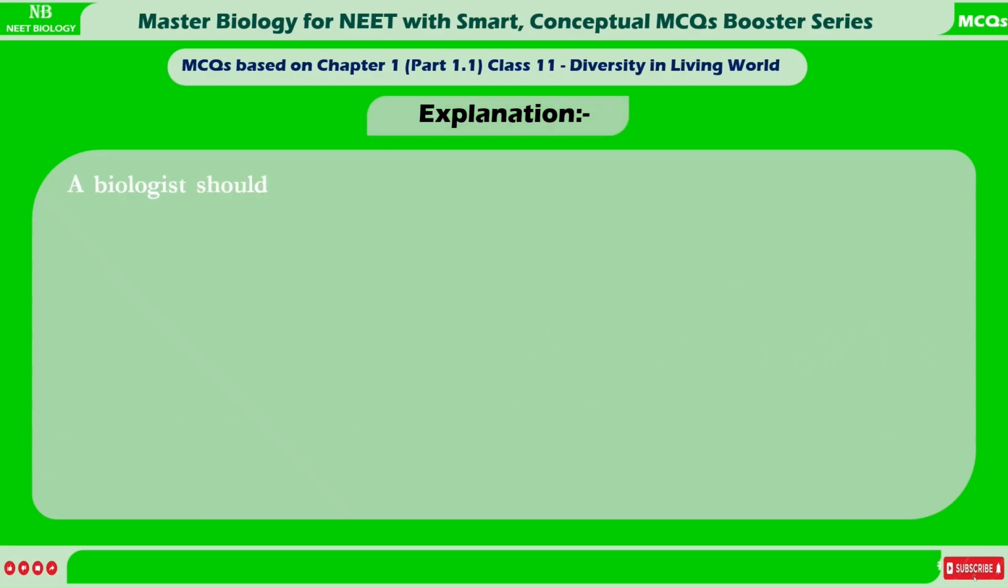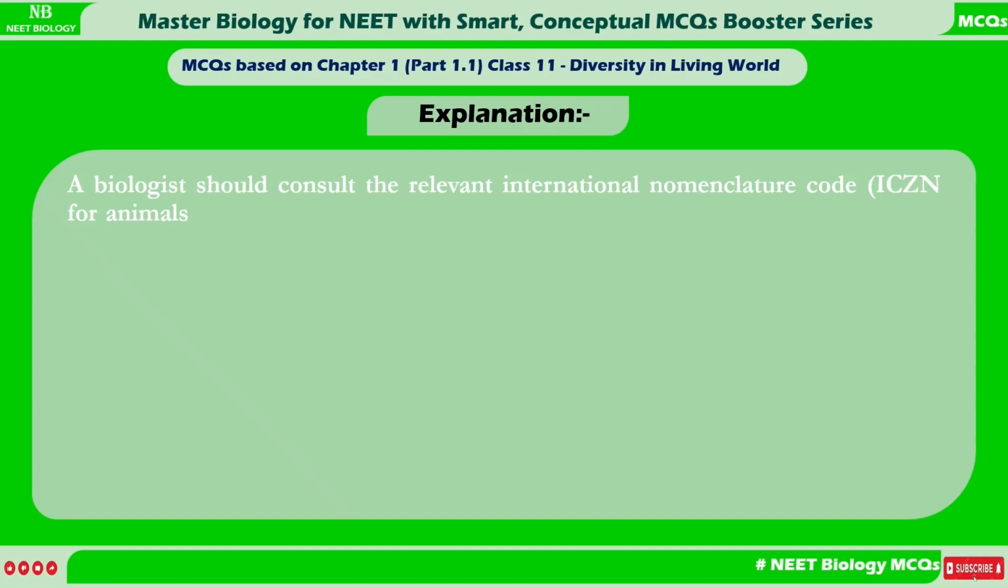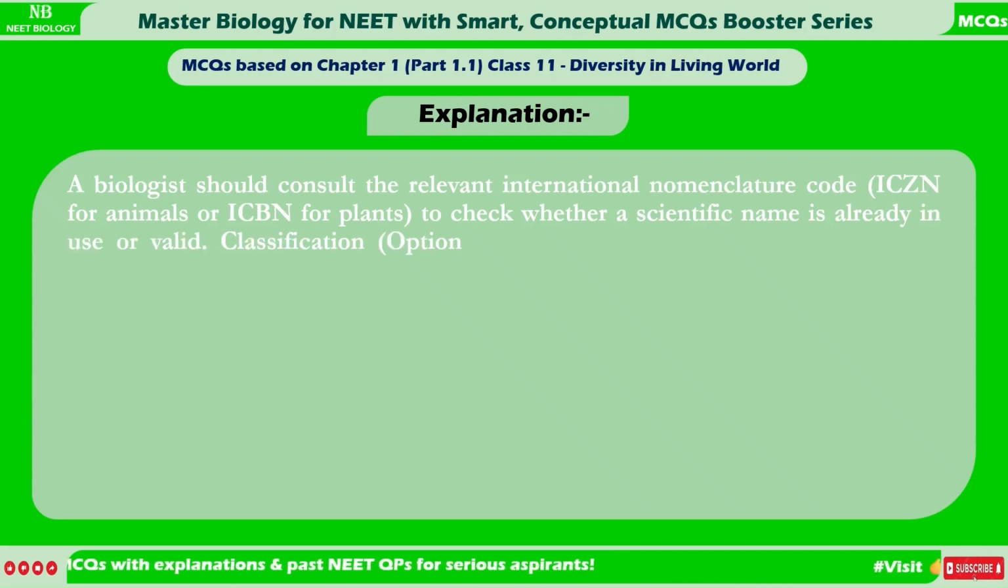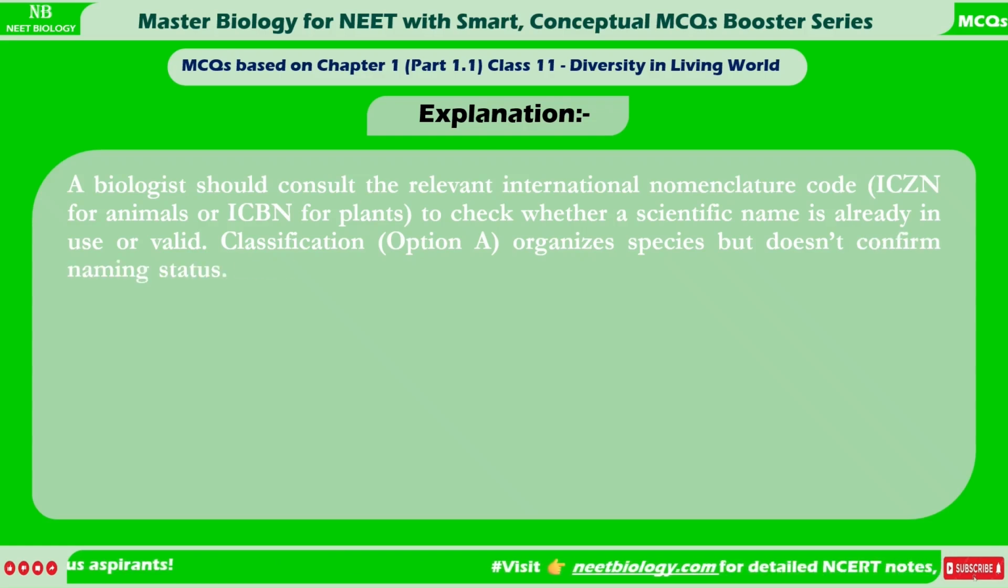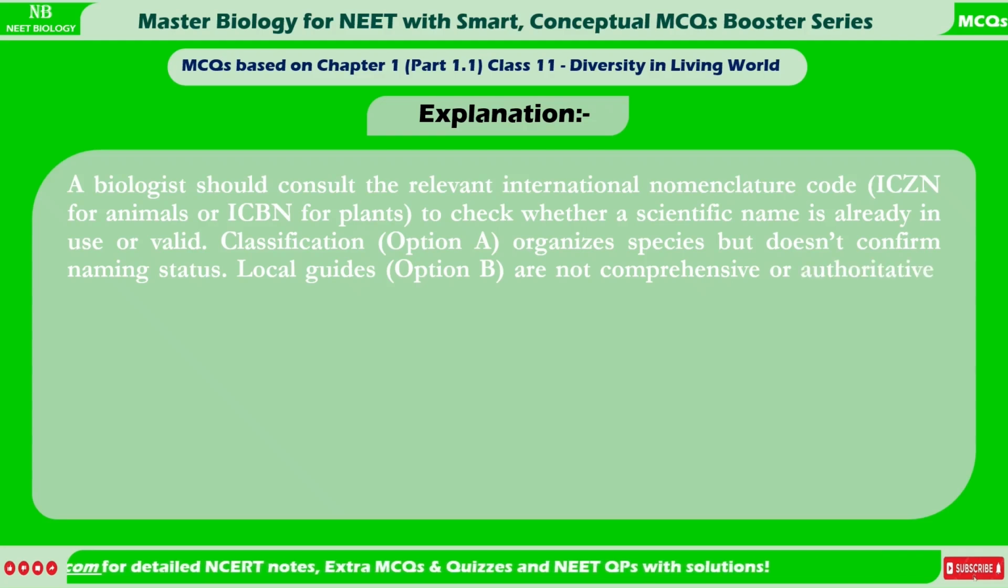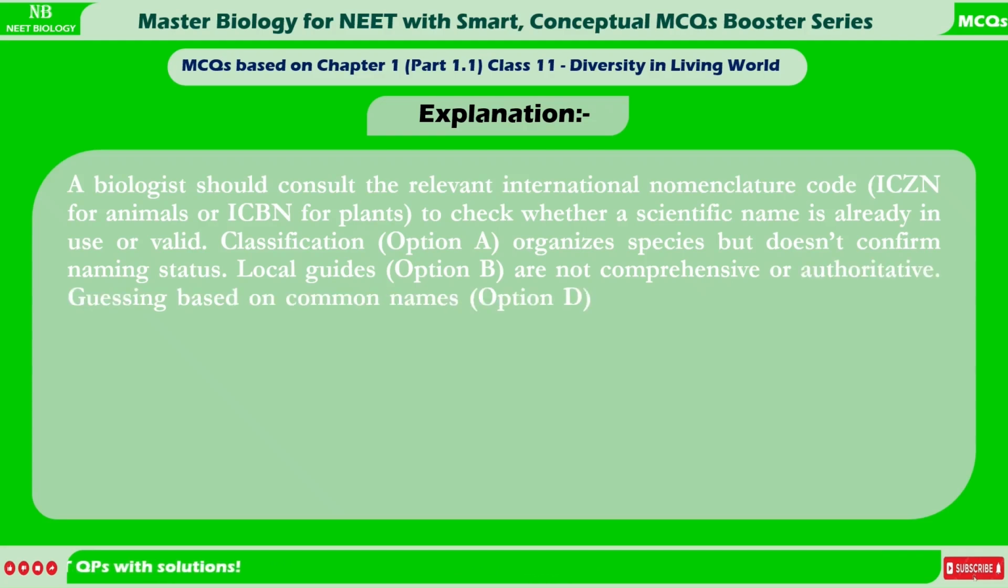Explanation. A biologist should consult the relevant International Nomenclature Code, ICZN for animals or ICBN for plants, to check whether a scientific name is already in use or valid. Classification, option A, organizes species but doesn't confirm naming status. Local guides, option B, are not comprehensive or authoritative. Guessing based on common names, option D, is unscientific and error-prone. Thus, only the nomenclature codes offer official validation.